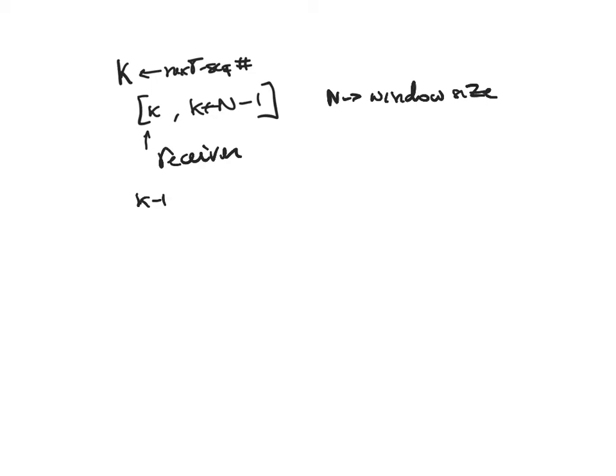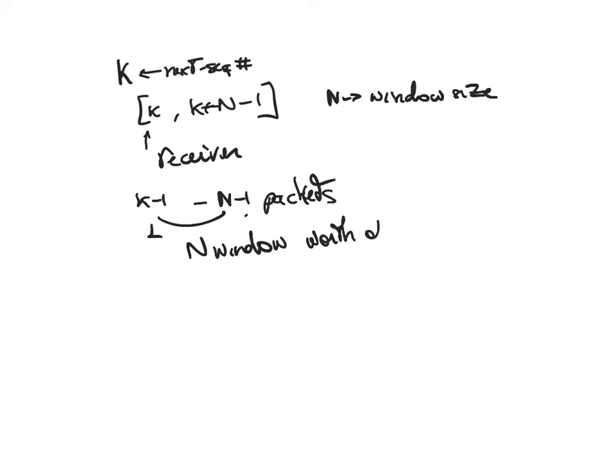So I know that I have acknowledged packet k minus 1 and all the n minus 1 packets before that. So a window worth of packets, n minus 1 here and then plus 1 here, making n, a window worth of packets. Yeah, spelling is wrong here, but you get what I'm saying.